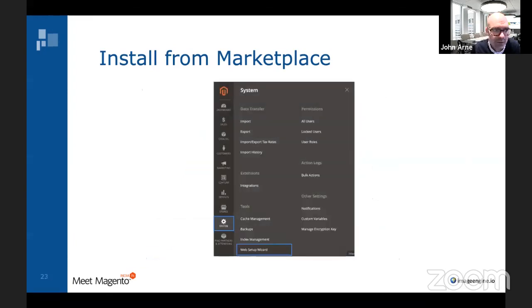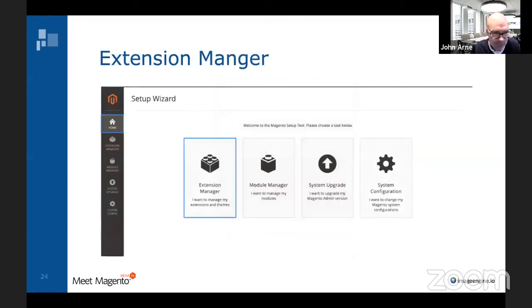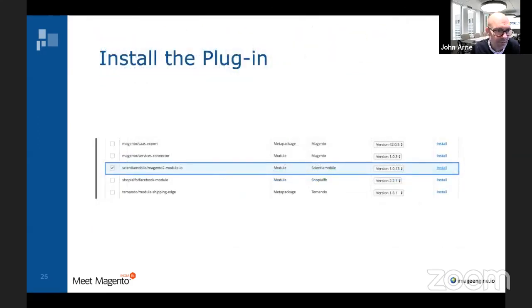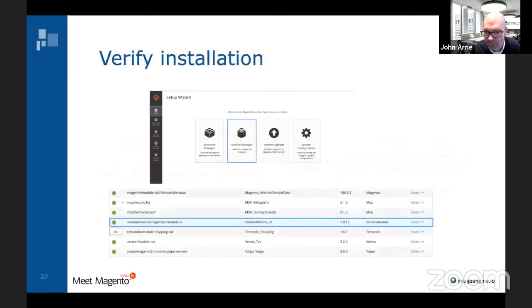And how to install that from there, we go to System and Web Wizard Setup, and then onto the extension manager. You probably all know this, so I'm going to go quickly through it. We hit the refresh button to make sure that all the modules are listed, and we see the module name CentralMobile/Magento 2 module IO. Then we hit install on this, and then we might want to check and verify that the module is actually enabled in the module manager.